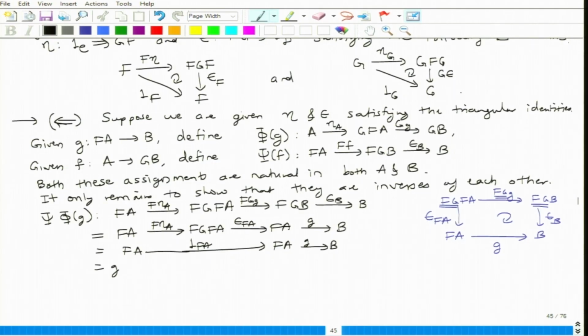Okay, so similarly, the other diagram. Similarly, phi of psi of f is equal to f. And this part is done.